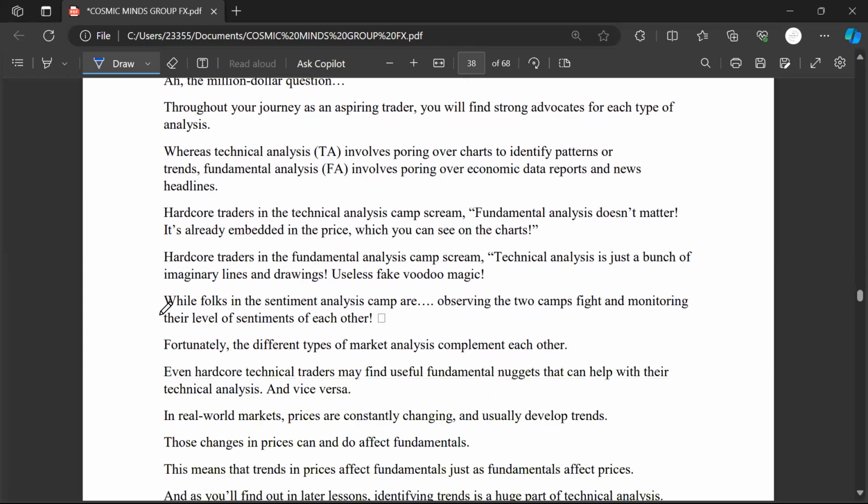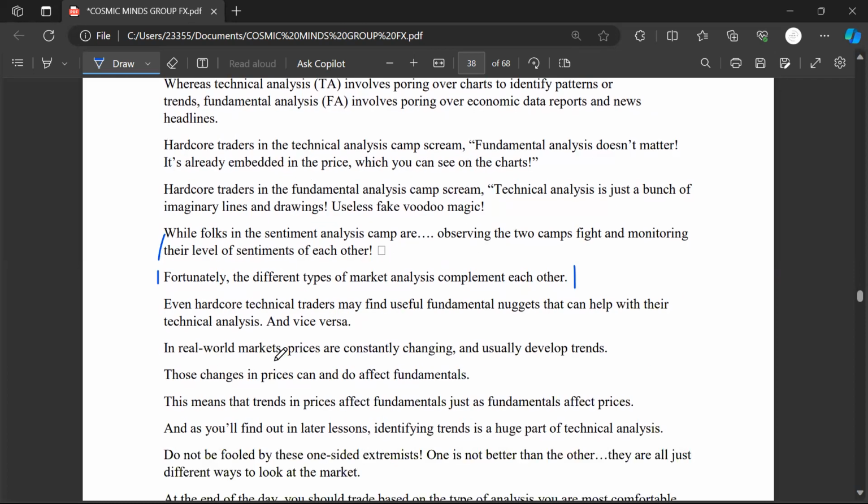Folks in sentiment analysis may also say the same thing, but fortunately, the different types of market analysis complement each other. This is what you need to know: all of these complement each other. They go hand in hand. Even hardcore technical traders may find useful fundamental knowledge that can help with their technical analysis, and vice versa.